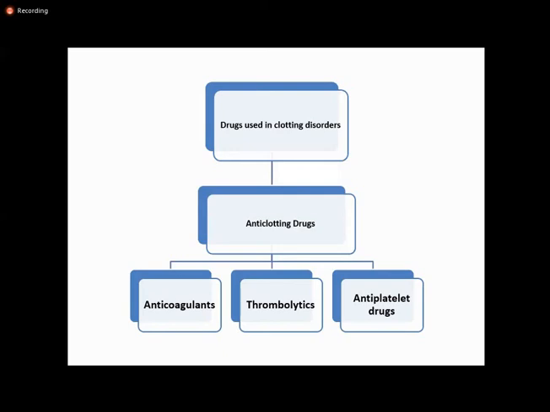Now this is the classification. Anti-clotting drugs, basically we have three major groups: anticoagulants, thrombolytics, and antiplatelet drugs. So we are going to discuss one by one.